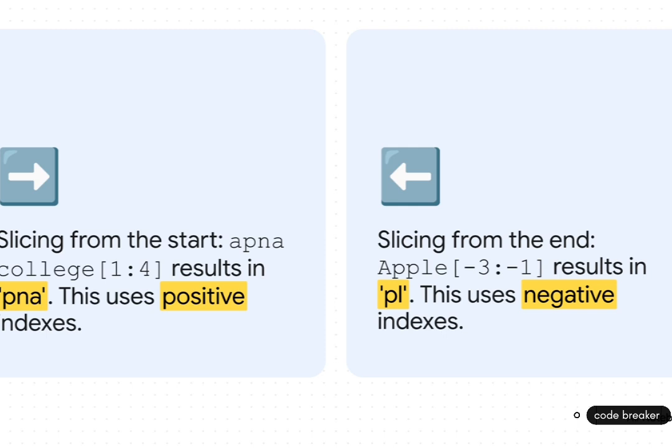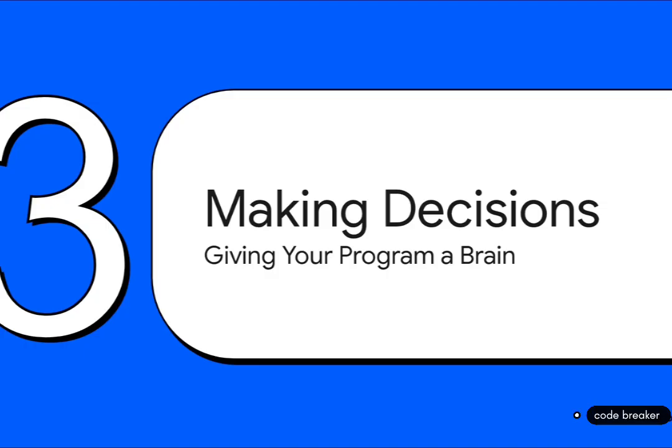Imagine you need the last few letters of a username, but you don't know how long the username will be. Negative indexing lets you do that, no problem. All right, deep breath. We've tackled text. Now let's shift gears to our second building block, giving our program a brain.